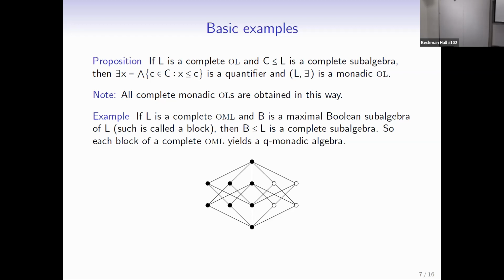But in any event, if that's X, then this is exists X, the smallest guy, and this guy above him.